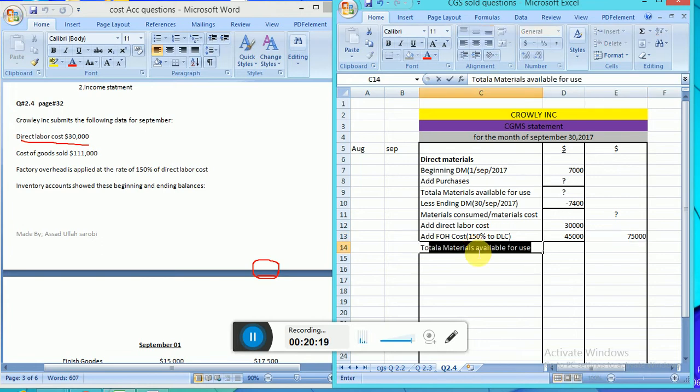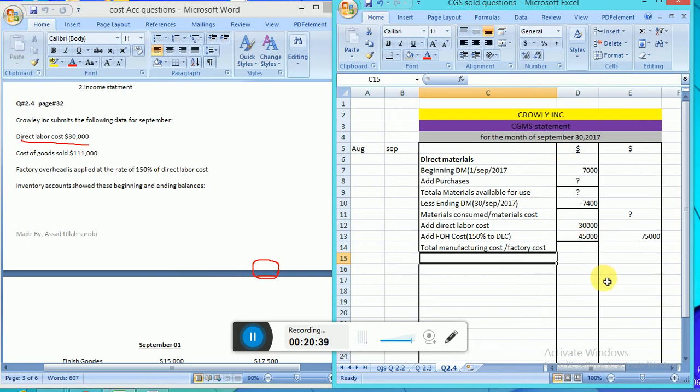Now total manufacturing cost is also called factory cost, total factory cost. It is how much cost takes place in the factory. The formula for total manufacturing cost is direct material cost, direct labor cost, and factory overhead cost. When we combine all these three costs, that is called total manufacturing cost.